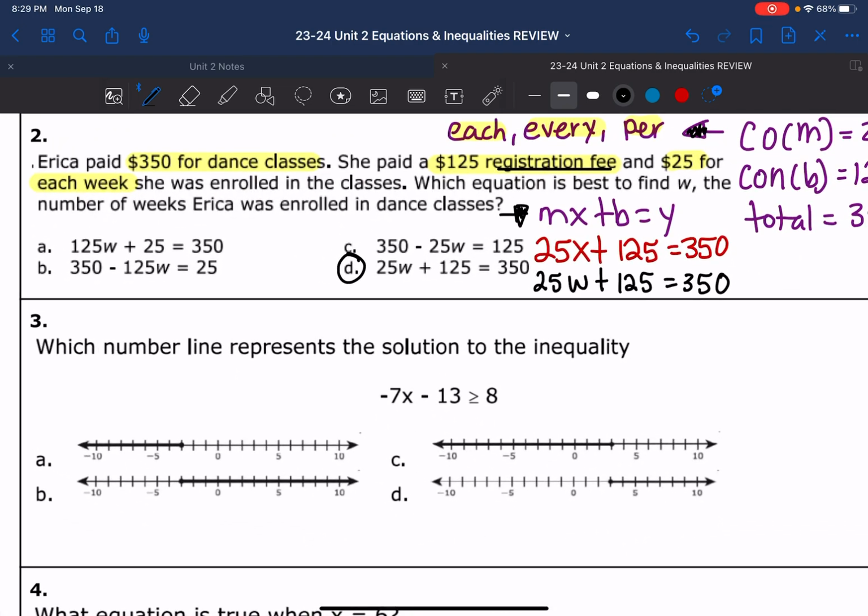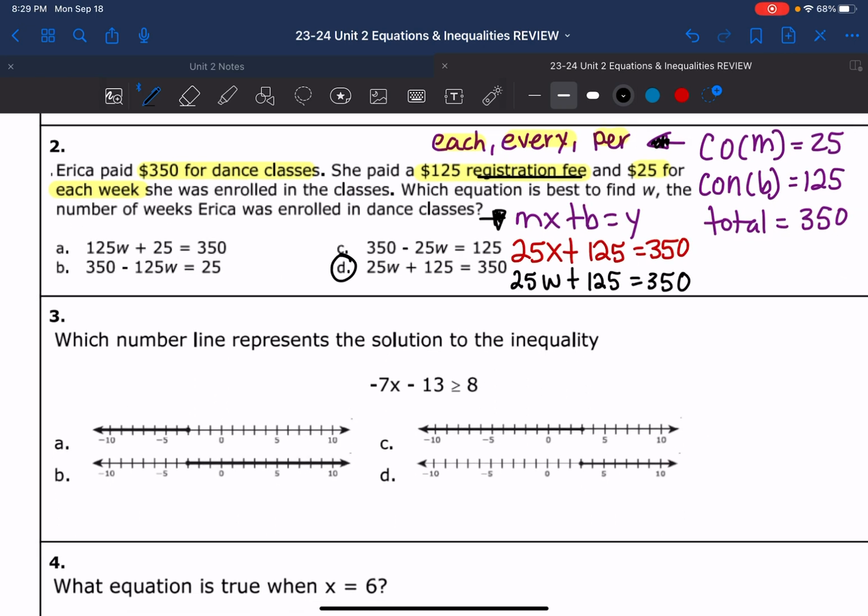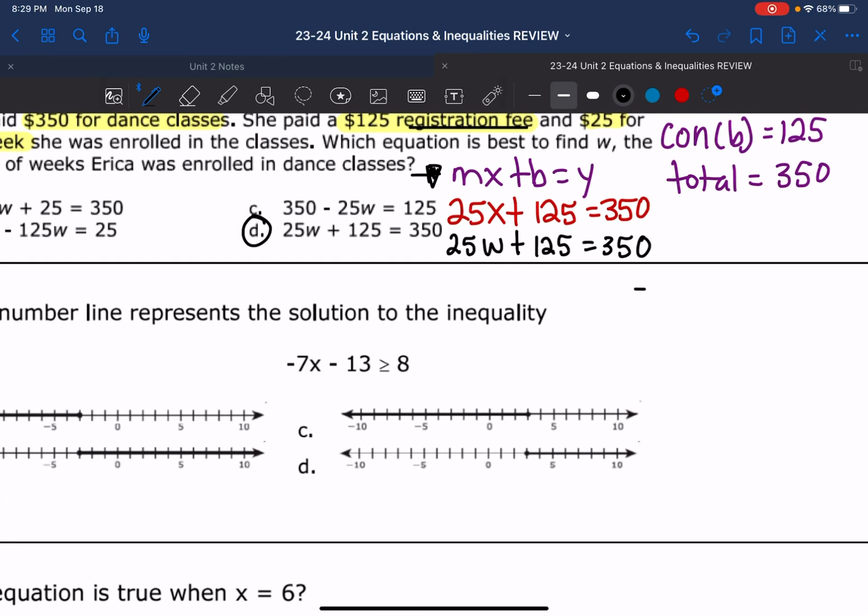Number 3 is wanting us to solve and then plot. So here, negative 7x minus 13 is greater than or equal to 8. When we solve, the first thing that we want to do is get rid of the negative 13, so we're going to add 13. Negative 7x is greater than or equal to 21. Now I have to divide by a negative 7 on both sides. This becomes a 1. We get x.